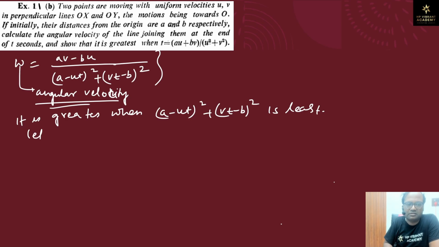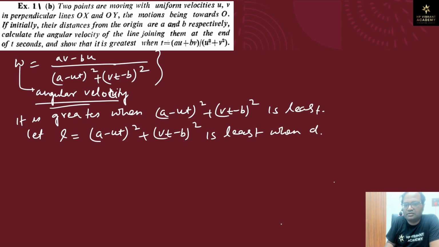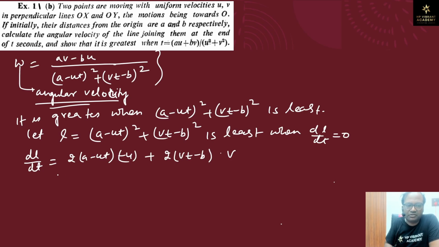So let L be equal to (A minus UT) whole square plus (VT minus B) whole square. L is least when dL upon dt is equal to 0. So let us calculate dL upon dt. dL upon dt is 2(A minus UT) into minus U plus 2(VT minus B) into V. So this is equal to minus 2AU plus 2U square T plus 2V square T minus 2BV, and this equals 0.